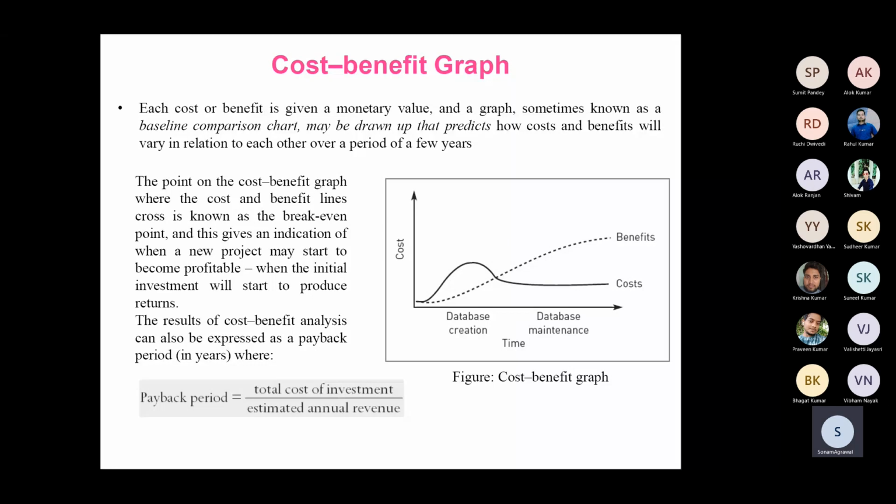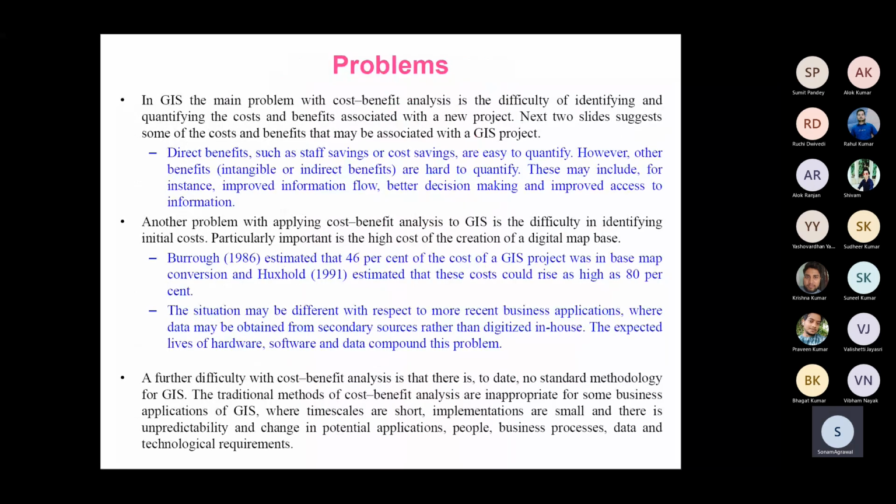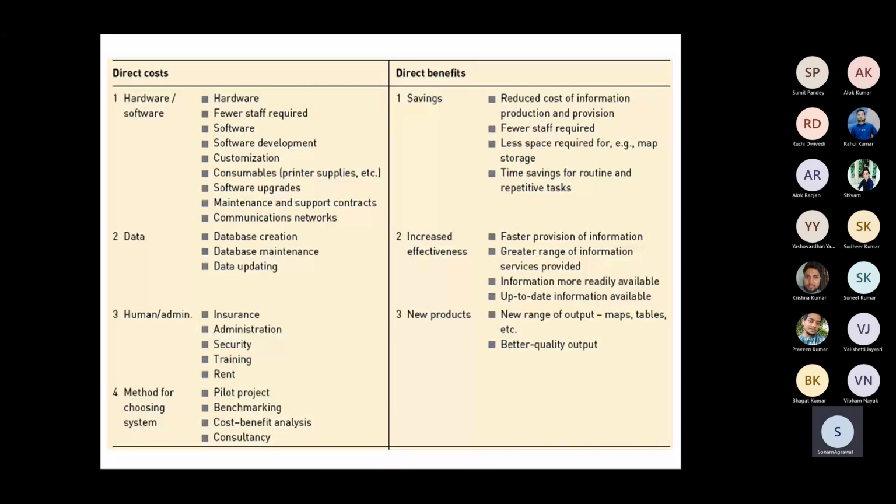In cost-benefit graph creation, it starts with listing all types of costs. If you consider the cost, it can be a direct or tangible cost, or an indirect or intangible cost. Similarly, for the benefits also, there can be tangible or intangible benefits. The initial phase is very difficult because first we need to know about the cost. As you can see, several costs are listed, like hardware cost and software cost. If there is no software in the system, we need to develop it, so there is a software development cost.